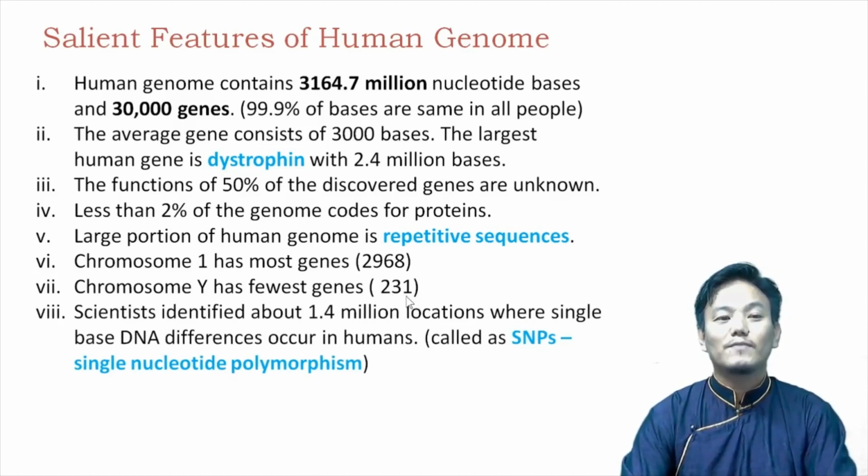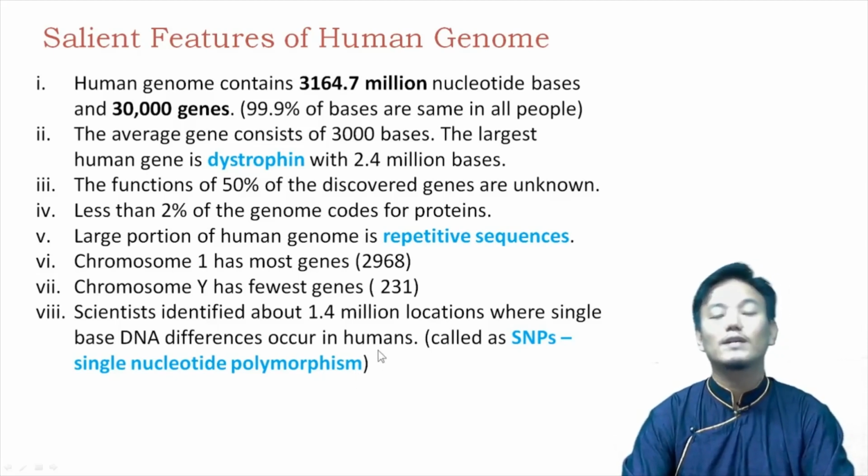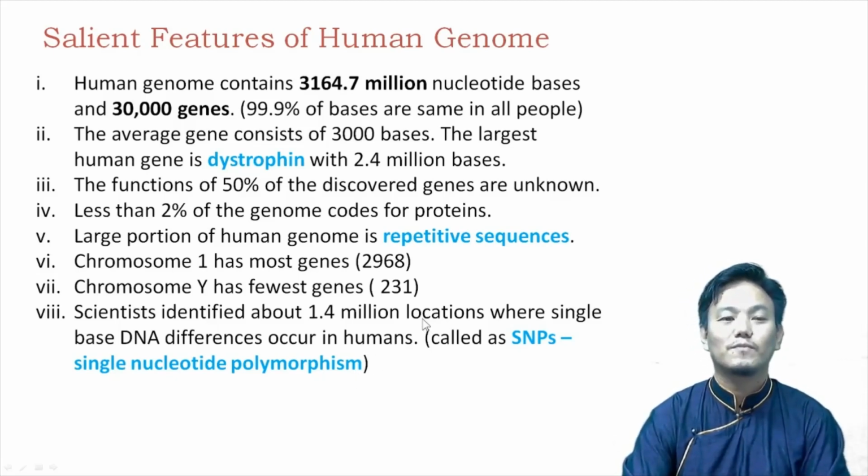And finally, the scientists identified about 1.4 million locations where single base DNA differences occur in humans. These single base differences are also called SNPs, and SNPs stand for single nucleotide polymorphism. So these are the salient features of the human genome.